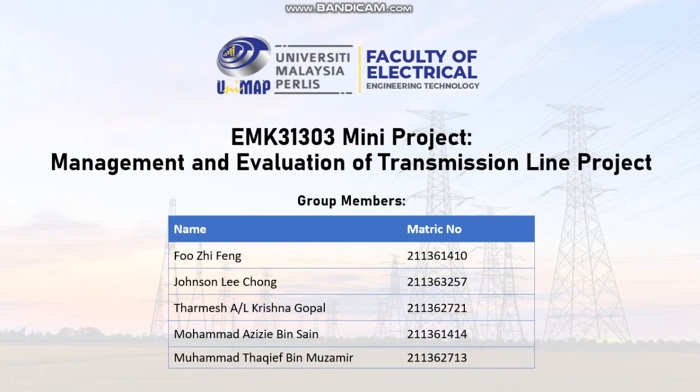So, we are from group 2. Our topic is management and evaluation of transmission line project. Let me introduce myself. My name is Muhammad Takif bin Muzamir and my matric number is 211362713.